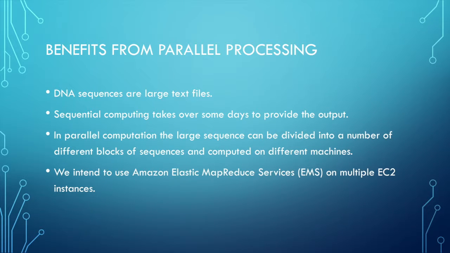Now, why use parallel processing for DNA sequencing? DNA sequences are large files and if computed sequentially would take days to provide the output. While in parallel computation, the large sequences could be divided into a number of small chunks or small blocks of sequences and computed on different machines. Thus, we use the cloud platform provided by Amazon, that is Amazon EC2 instance, to make a cluster of 4 nodes and run the program in parallel.